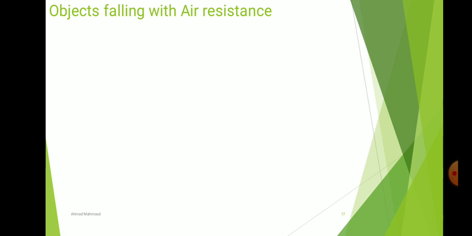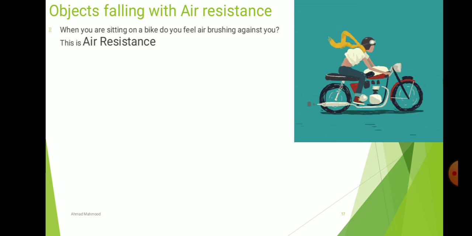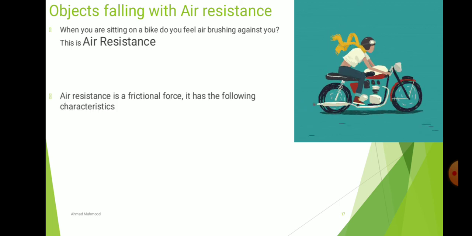Okay, then let's look at the effects of air resistance. For example, you are moving on a bike or you are going in a car and you take your hand out of the window of the car, the air will brush against you, right? That brushing air is called air resistance, right? Air resistance is a frictional force. It has the following characteristics.